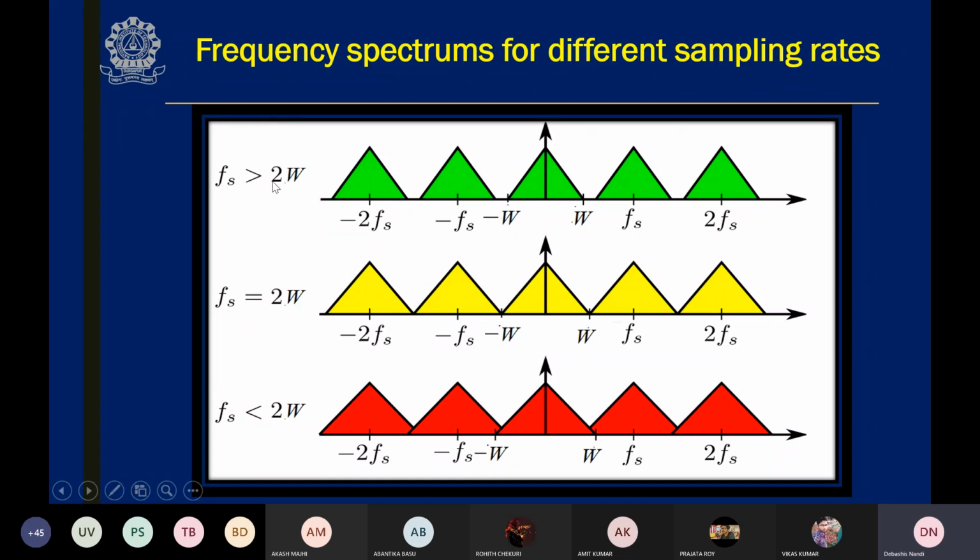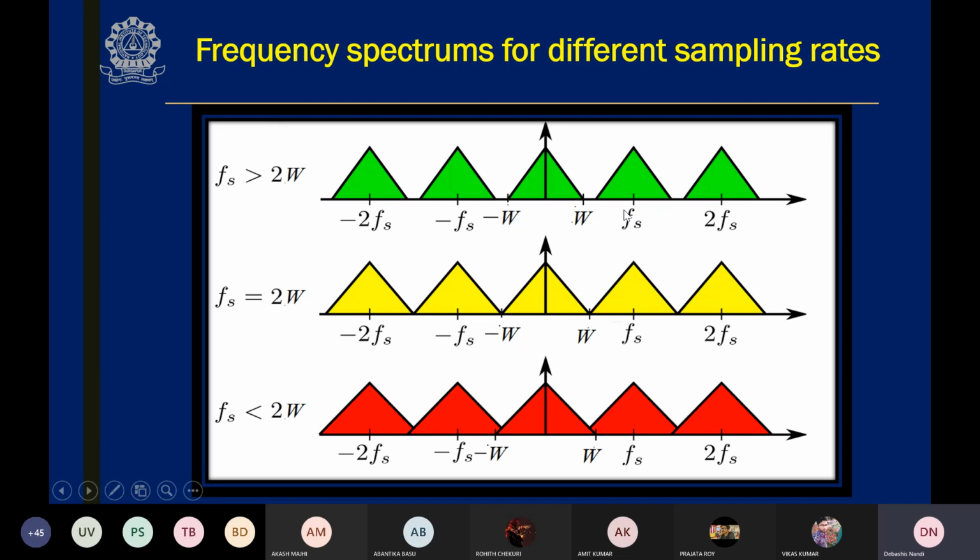If Fs is greater than twice W, then between two successive bands you will get some gap. This is one green band, this is another successive green band, and between these two successive bands you are getting a gap. This is called the guard band.